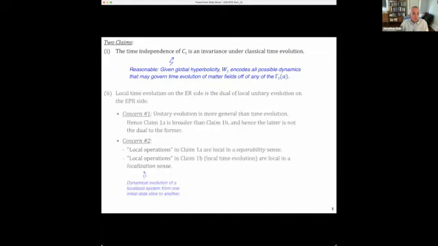Now, the second claim that their view of the theorem seems to be making is the following: this local time evolution on the ER side, associated with their theorem, is the dual of local unitary evolution on the EPR side. That's the sense of local operations underlying conservation of entanglement entropy. And there seem to be two concerns associated with this second claim.